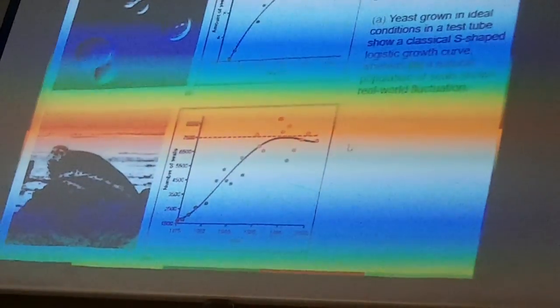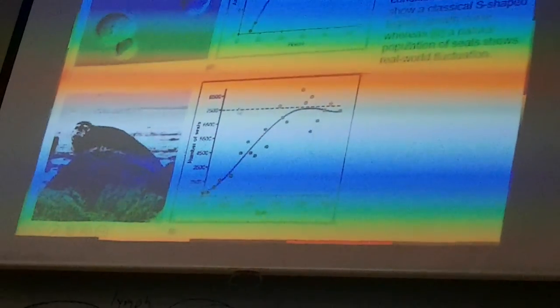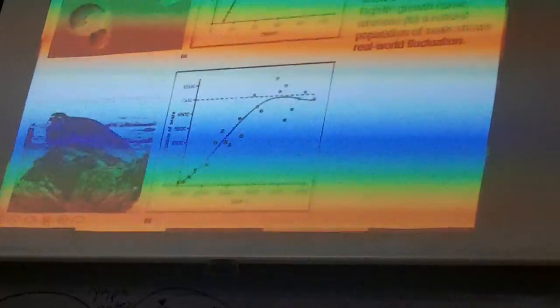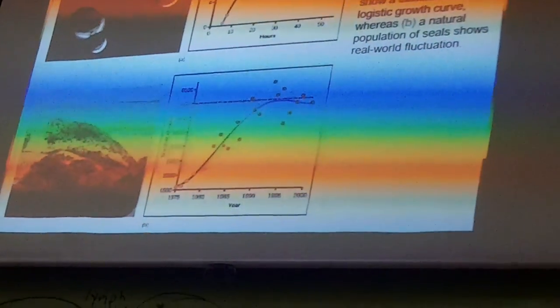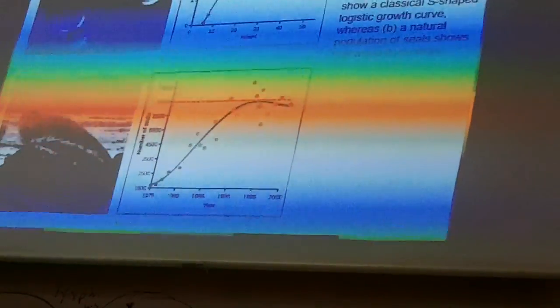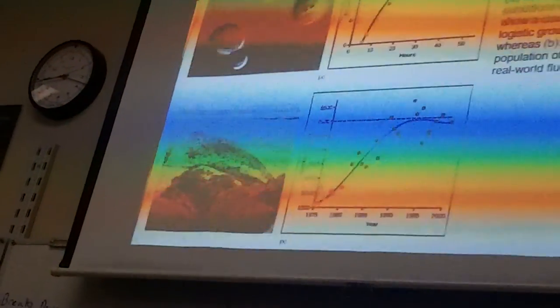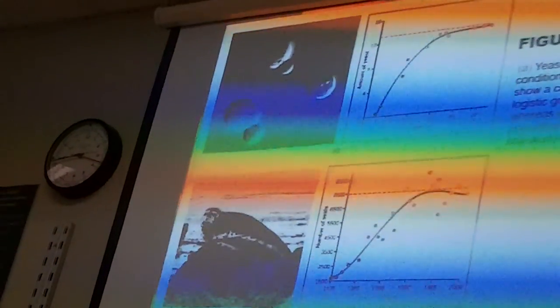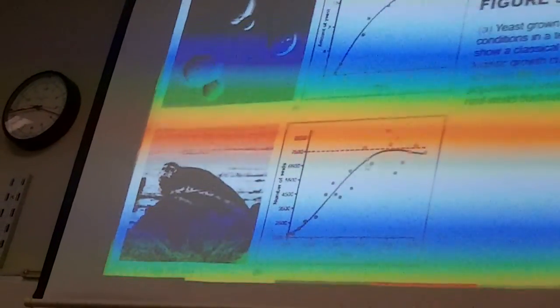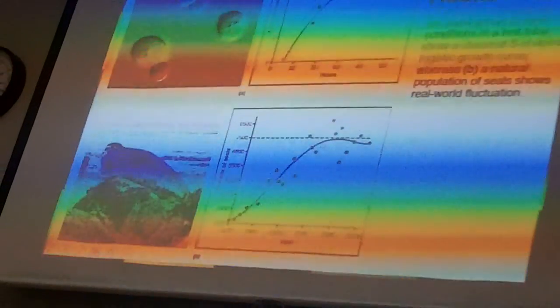Now, their levels can change if the carrying capacity changes. If suddenly there's a lot more food in the area somehow, then their levels will go up. If suddenly there's a lot less food in the area for some reason, their levels will go down. But they tend to stay around the carrying capacity.